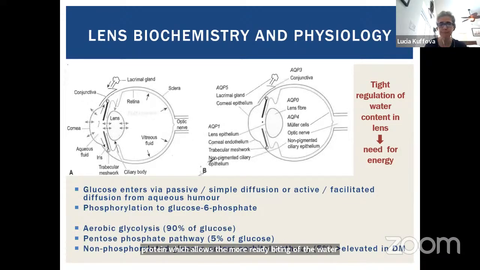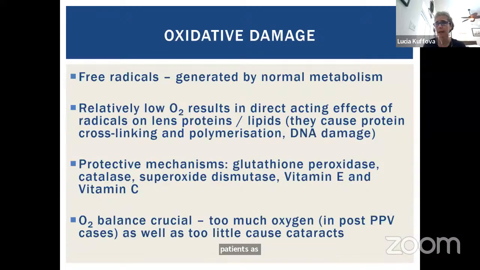Now, normally, the reason why the lens develops cataract is because the crystalline structures and the crystallins themselves are damaged by oxidative damage. These are normally generated by the normal metabolism, but also if for whatever reason there is either too high or too low oxygen amount inside of the tissue, this is directly causing abnormal cross-linking and polymerization and DNA damage, and therefore onset of the cataract.